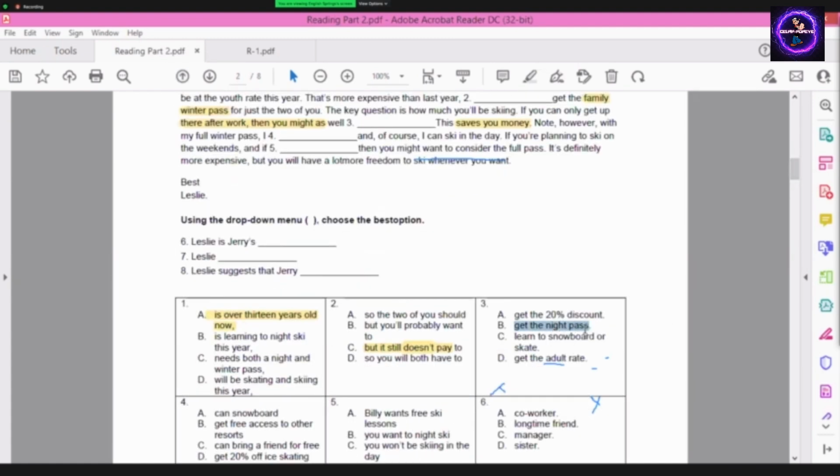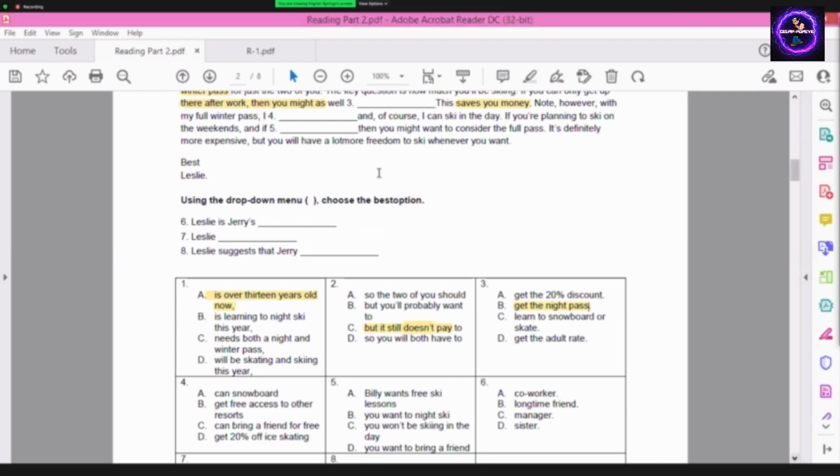Right, connecting. Next he says, note, however, with my full winter pass, dash, and of course I can ski in the day. With my full, meaning who's full? The guy who's writing, Leslie. So with my full winter pass, I can ski in the night and ski in the day. I want to see the answer. Can snowboard, get free access to resorts, can bring friends for free, get 20% off on ice skating.